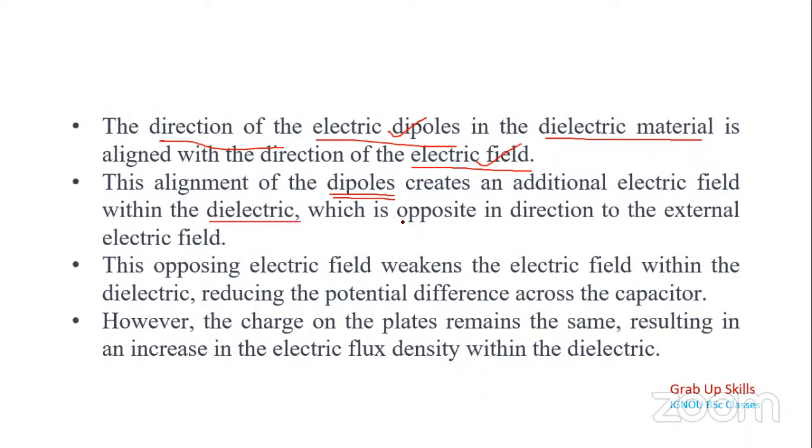Okay, so that would always be opposite in direction to the external electric field. Now this opposite electric field will weaken the electric field within the dielectric. There is an electric field which is opposing, so this will always weaken the electric field within the dielectric. So what happens when it is weakening the electric field within the dielectric?